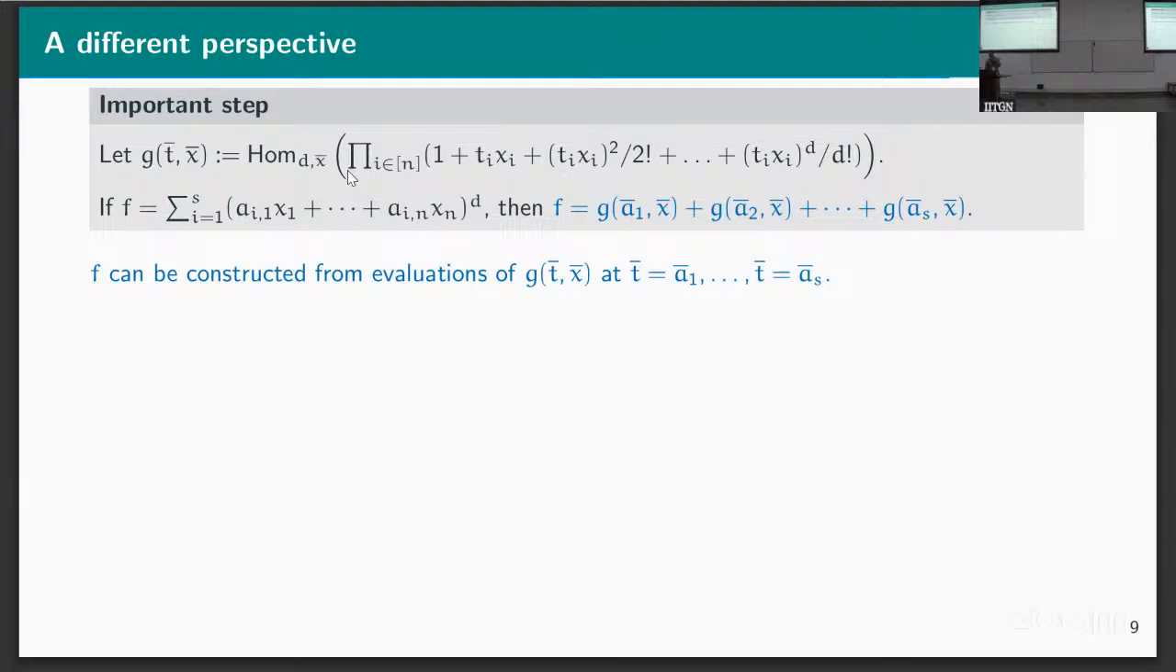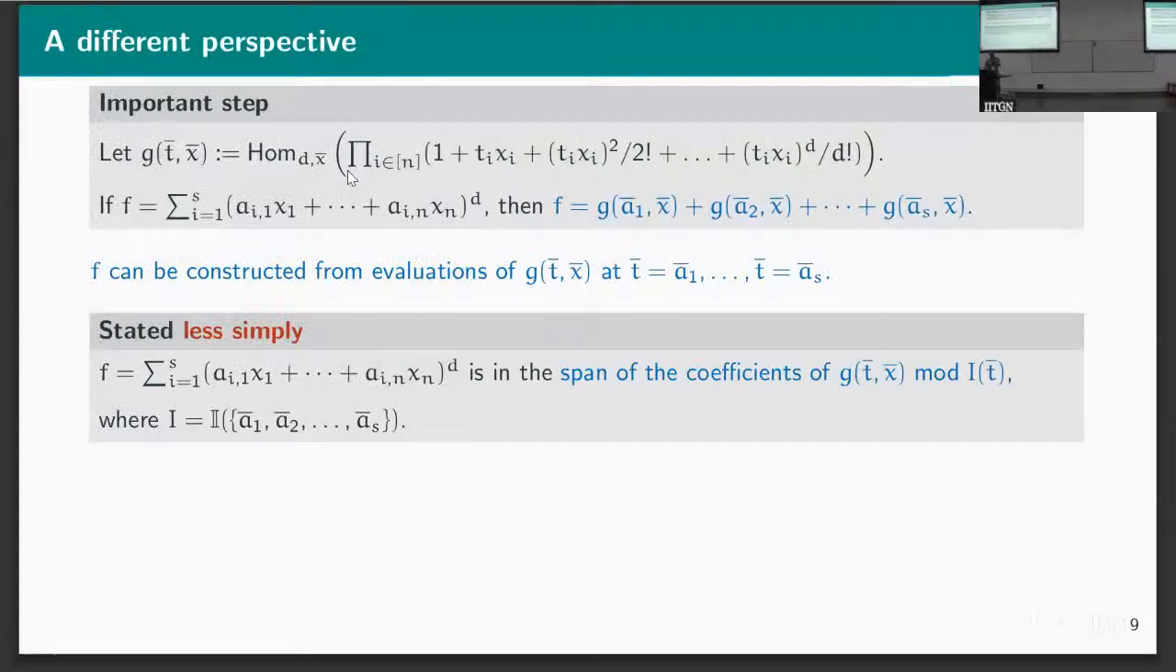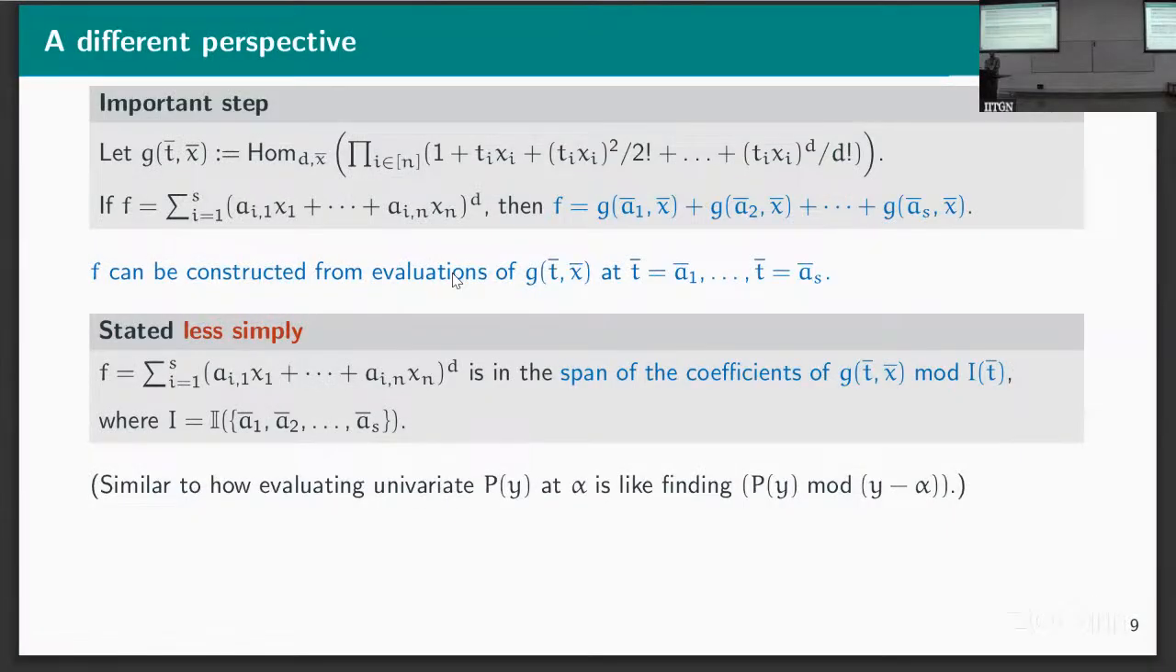I've been told multiple times that this is a less simple way of stating this. Stated less simply, this is the same as saying that if I take this polynomial G and reduce it modulo a particular ideal, what is this ideal? It sounds more intimidating than it is. If you want to evaluate a univariate polynomial P at a point alpha, you can see it as finding the remainder of P(y) when you divide it by y minus alpha.